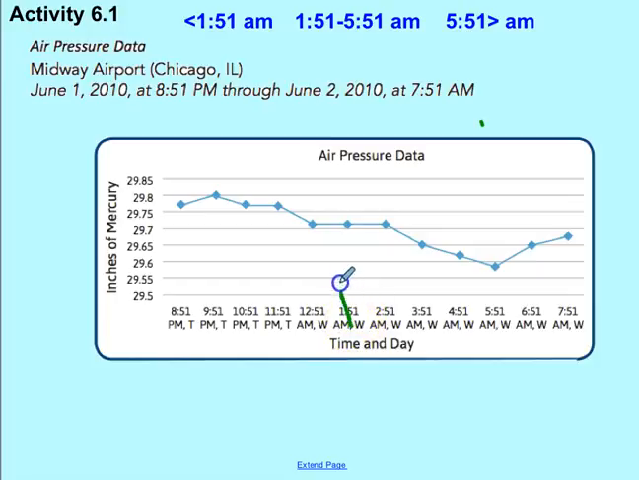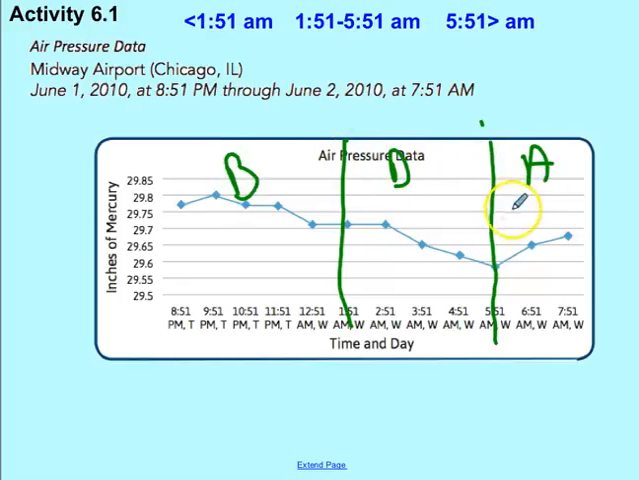Again, I'm just going to go here. I'm going to draw a line about 1:51 and then 5:51. So here's your before, here's your during, here's your after. So go ahead and fill out your data table for this. What did you notice before? What's happening to the air pressure? What happened shortly after 1:51 and during the storm, and what happened afterwards? Does this make sense based on what we know about barometric pressure, about what we talked about?